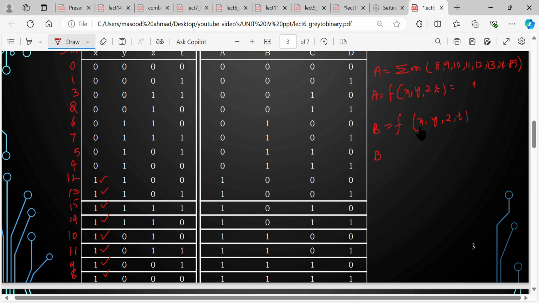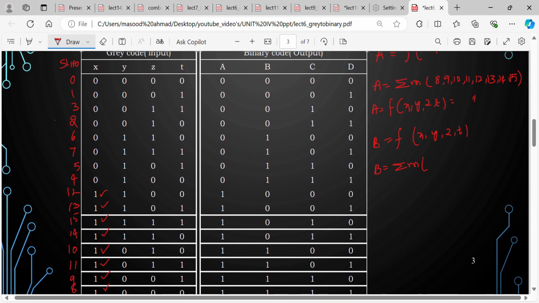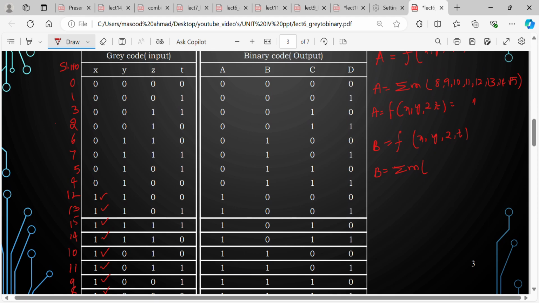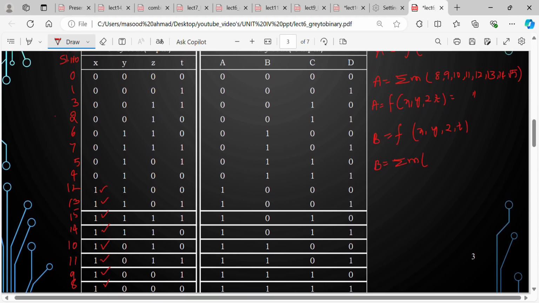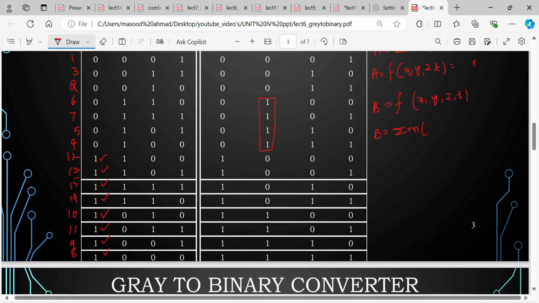Now this b can also be written as sigma m. What are the min terms for which it is 1? For that, you have to look into the table. Looking at the table, for which inputs is the output 1? Output is 1 for these 4 cases. What are these 4? 8, 9, 10, 11.